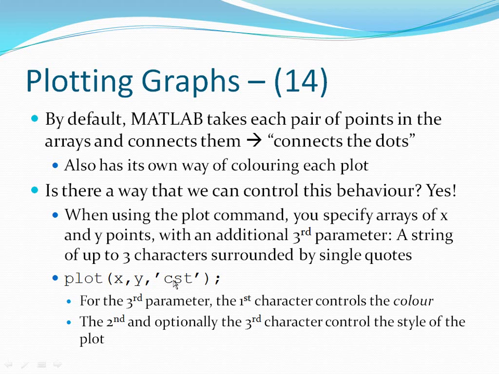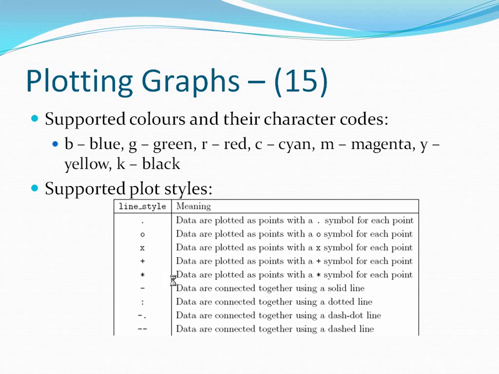So the supported colors that we have are B for blue, G for green, R for red, C for cyan, and so on and so forth, M for magenta, Y for yellow, and K is for black because blue is already taken with the letter B. And here are the supported styles.